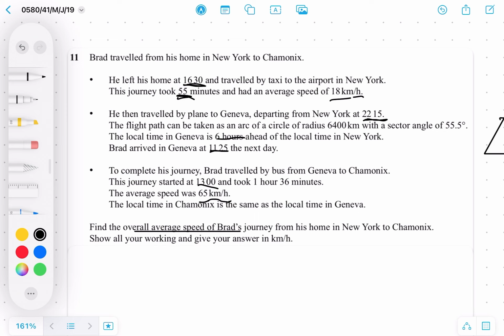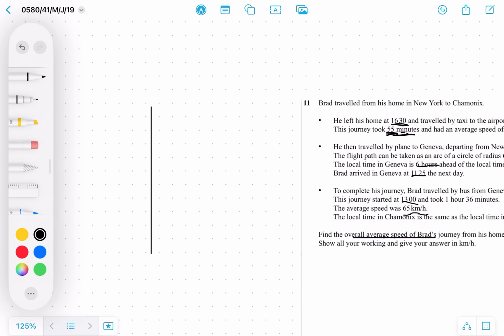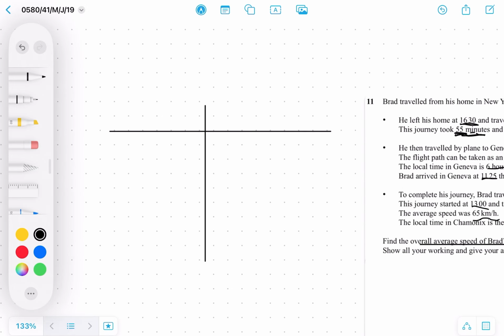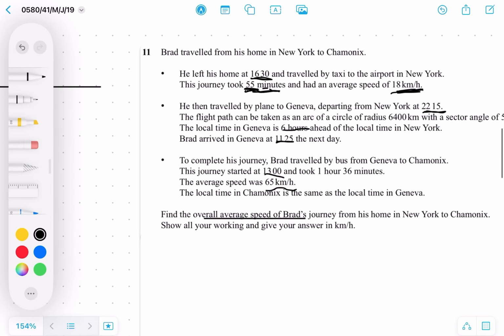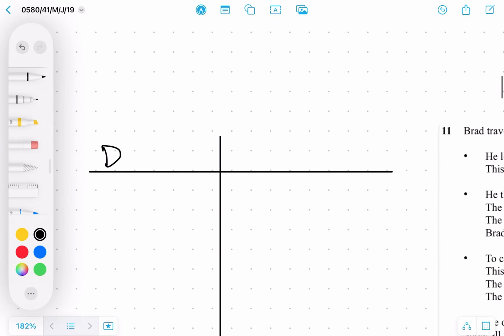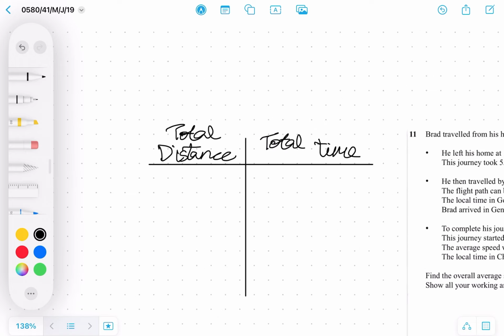So Brad traveled from his home in New York to Chamonix. He left his home at 4:30 p.m. and to reach the airport in New York, it took 55 minutes and had an average speed of 18 kilometers per hour. What we should do with these types of problems is have a table with two separate columns. Since in the end we want to work out the average speed, we should have one column dedicated to total distance traveled, and one to total time. And we should make note of these as we go along.